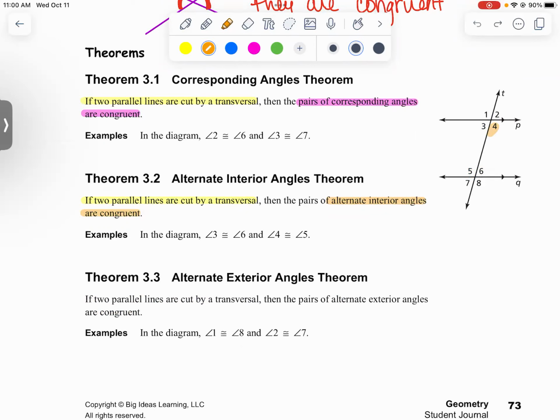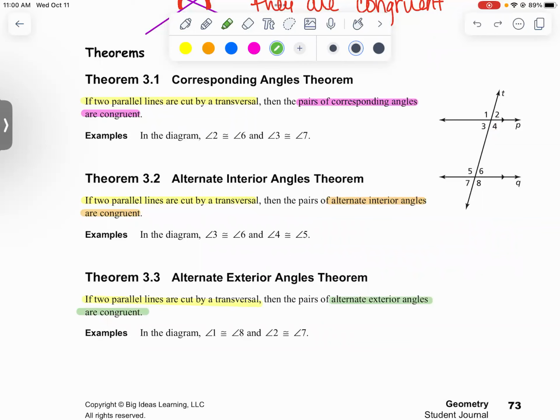Okay. The same thing goes for if we have two parallel lines cut by a transversal. Our alternate exterior angles are also going to be congruent. So 1 and 8 are alternate exterior angles. Since we have parallel lines, those are going to be congruent. Or if we look at angles 2 and 7, those are going to be congruent. Does that feel familiar from last year?